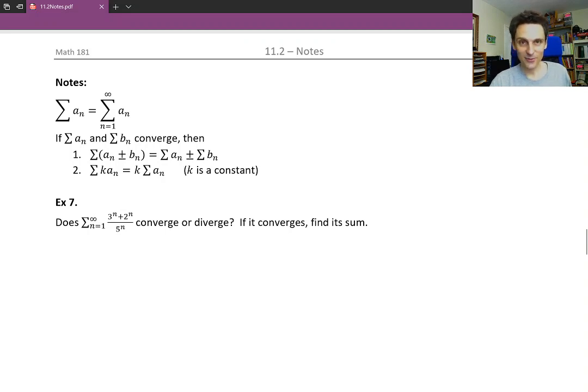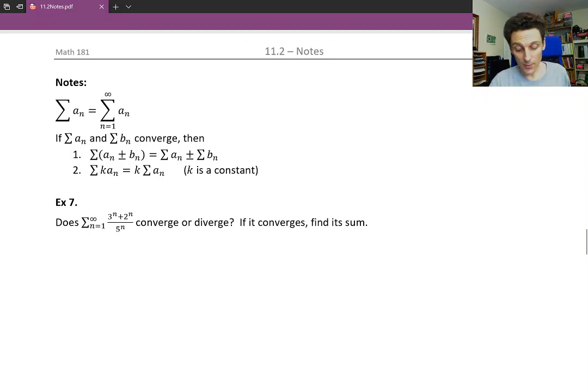And we're going to use that for the second note here. So suppose you have a series a sub n and a series b sub n that both converge, then these two properties apply. The first property basically says that the summation distributes across addition and subtraction. The only catch is that each of these individual series would have to converge for you to be able to take this step. So you can only take this step when the two individual series converge.